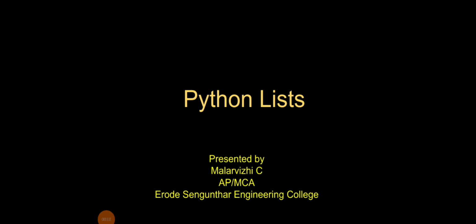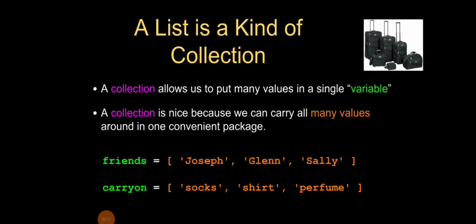Today we are going to see about Python list. A list is a kind of collection. A collection allows us to put many values in a single variable. A collection is nice because we can carry all many values around in one convenient package. Here, friends equal to, we are creating a list of Joseph, Glenn and Sally. In another list we have named carry on, the list is socks, shirt, perfume.